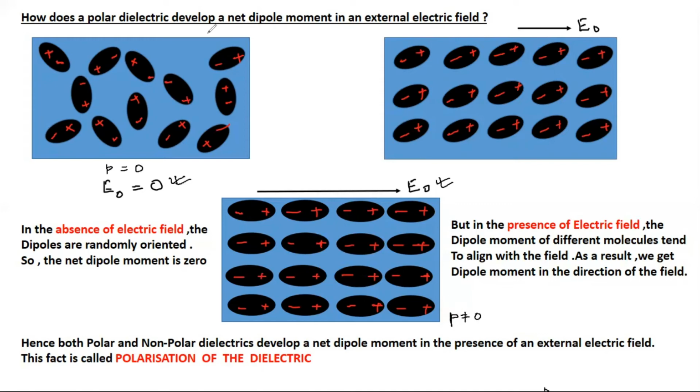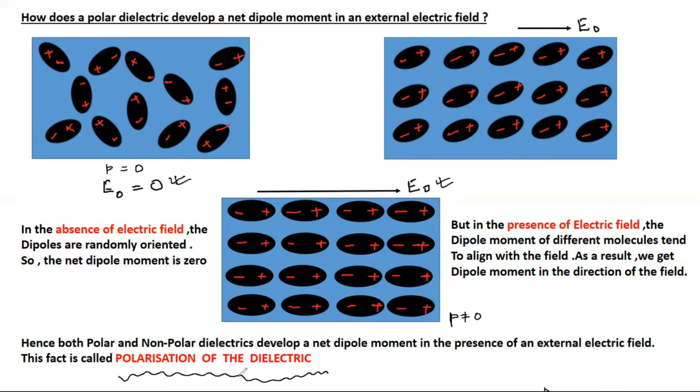Alright. So similar to a non-polar dielectric substance, here also we have seen that when a polar dielectric substance is under the external electric field E naught, a certain dipole moment is induced. Initially, it does not have any net dipole moment value, but once it gets under the influence of the external electric field E naught, it develops a dipole moment value. This phenomenon is known as polarization of dielectric substance, that means the development of dipole moment in the presence of an external electric field.